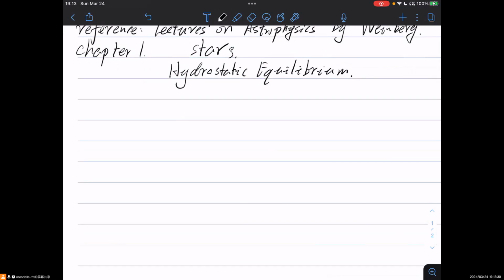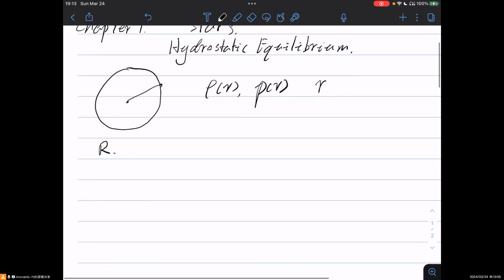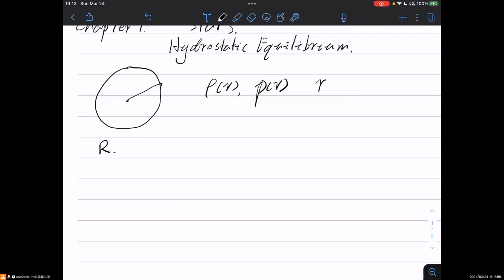Okay, so let's begin. Consider a star with its nominal radius, capital R. Suppose the star is in equilibrium and it is spherically symmetric, so the density and the pressure are only functions of radius r. So first let's use the equilibrium condition to infer some interesting facts.